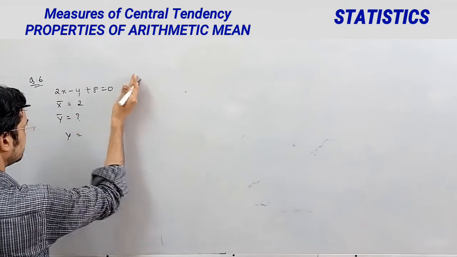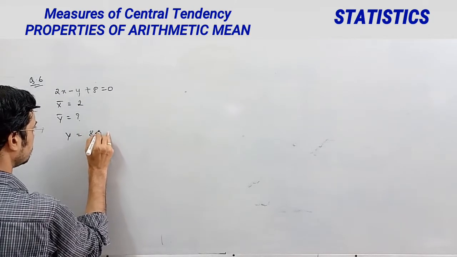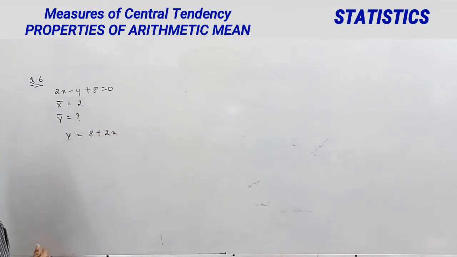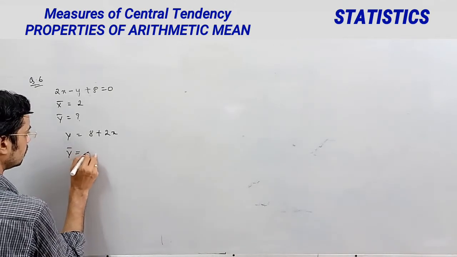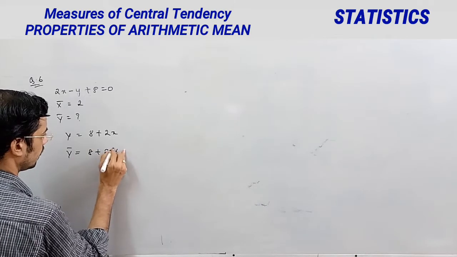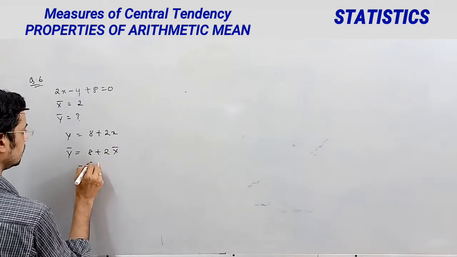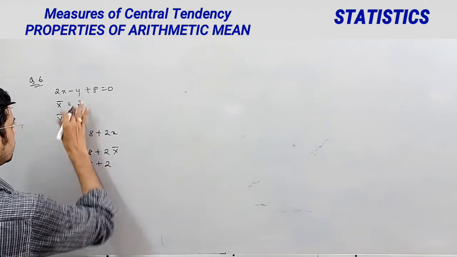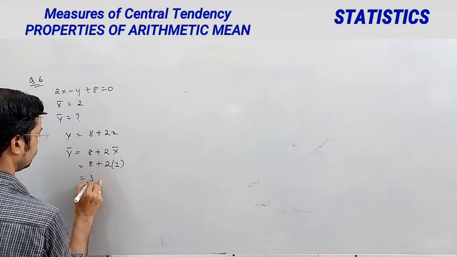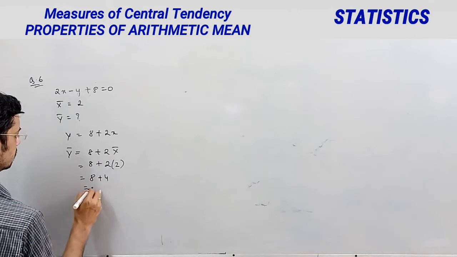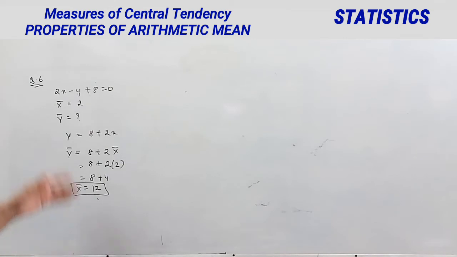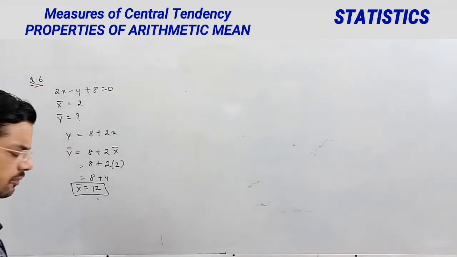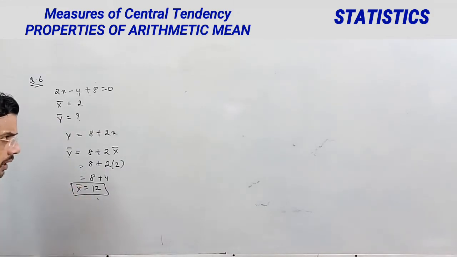So y will be taken to that side. We have 8 plus 2x, so y is written as 8 plus 2x. So we know that y bar is equal to 8 plus 2 into x bar. X bar is 2. So we have 8 plus 4, that is equal to 12. So y bar is equal to 12. Hope you are clear with the topic. This is the main question, and questions like this can be asked in the examination. So you can note this problem.